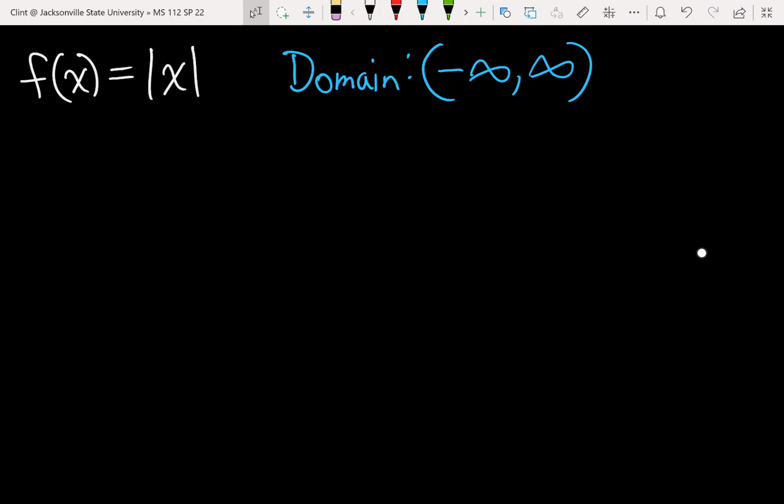So let's talk about what types of things would cause a problem with the domain, would make us have to leave some number out. In 112, in this class, we only have two different situations to be concerned with. So the first one would be a function like this.